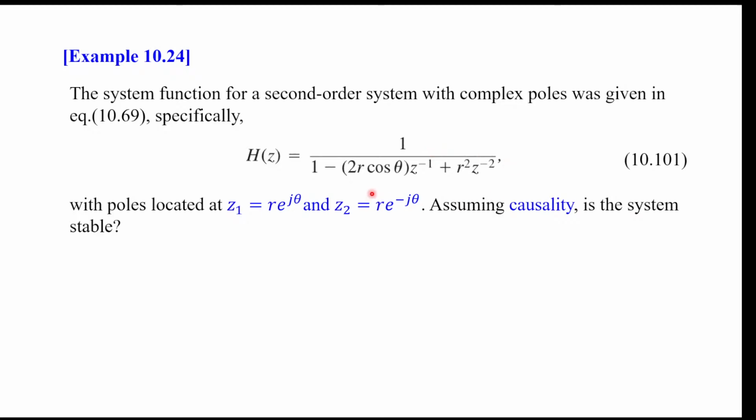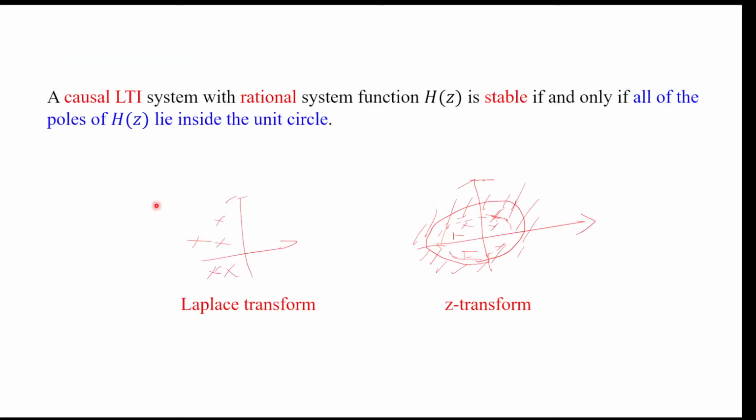So this is a second order function with z minus 1 in the denominator. It has a pole at r e^{jθ} and r e^{-jθ}. This is just a result. And here we ask, assuming causality, is this stable? So here we do the calculation we want to do for you here, checking exactly this.